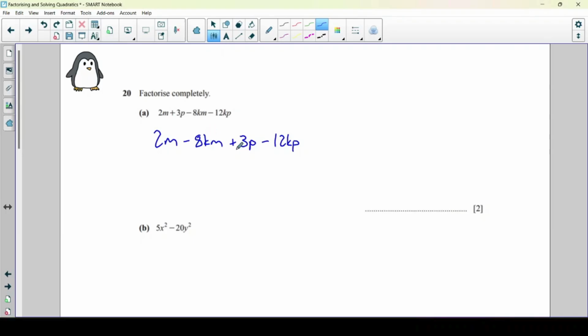So that's going to go in the second bracket. In the first bracket is the second term, and again this one's going to be the second term in that second bracket, so that's why I'm putting it last there. Now I'm going to take 2m out of the first terms and I get 1 minus 4k, and here we can take 3p out and I get 1 minus 4k again. So our 2 brackets are 2m plus 3p, 1 minus 4k.